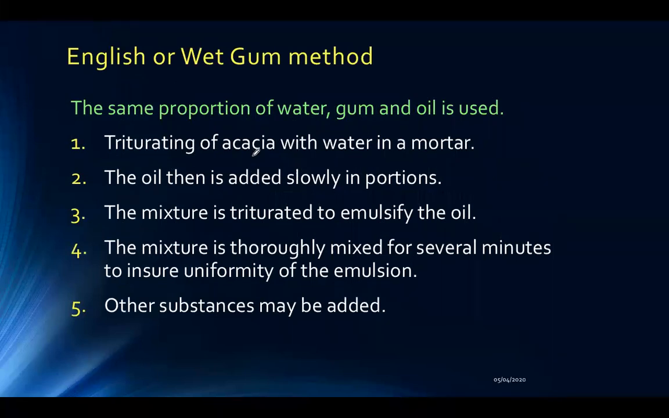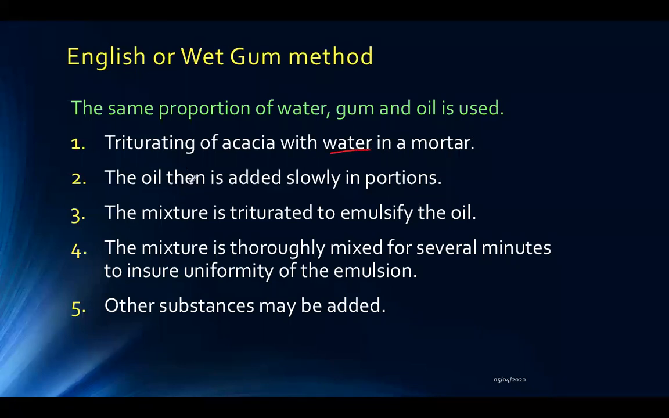الطريقة الثانية اللي هي English or with gum method هي the same proportion of water, gum and oil، يعني 4:1 proportion. هلا كيف تشتغلها triturate الأكاشيا with water. هلا بديت أنت في الووتر، يعني الأكاشيا مع الووتر حطيتها.